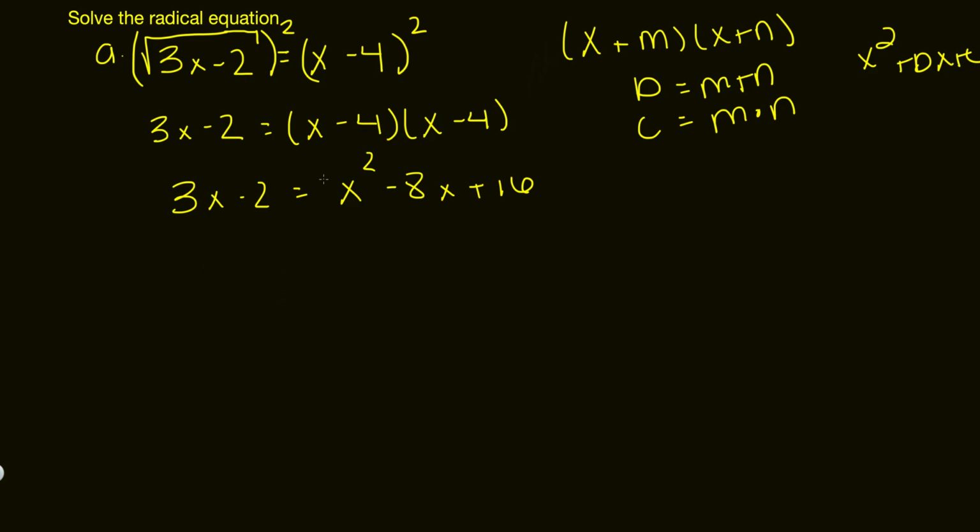All right, so now we're dealing with a quadratic, and with a quadratic, we need this to be equal to 0. So what I'm going to do next is move the left side over to the right side by subtracting 3x and adding 2. So I'll subtract 3x, add 2, and we get 0 equals x squared minus 11x plus 18.